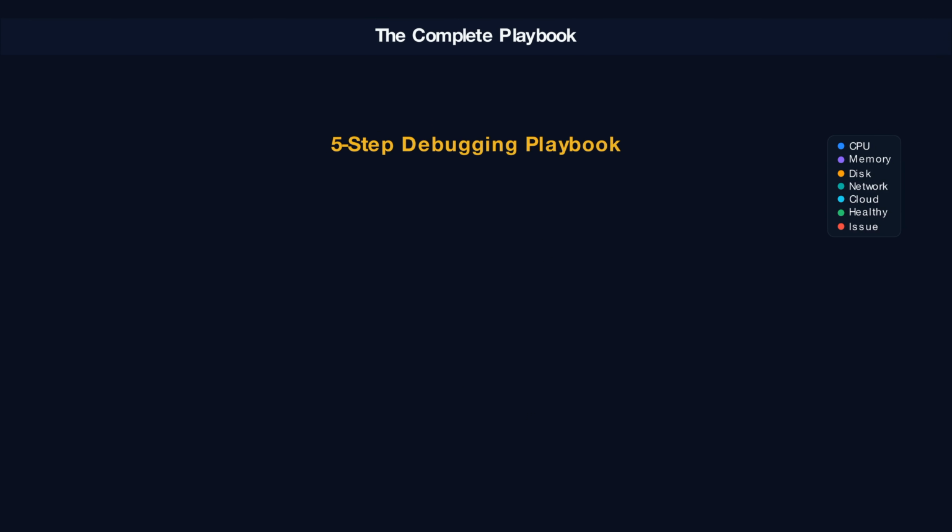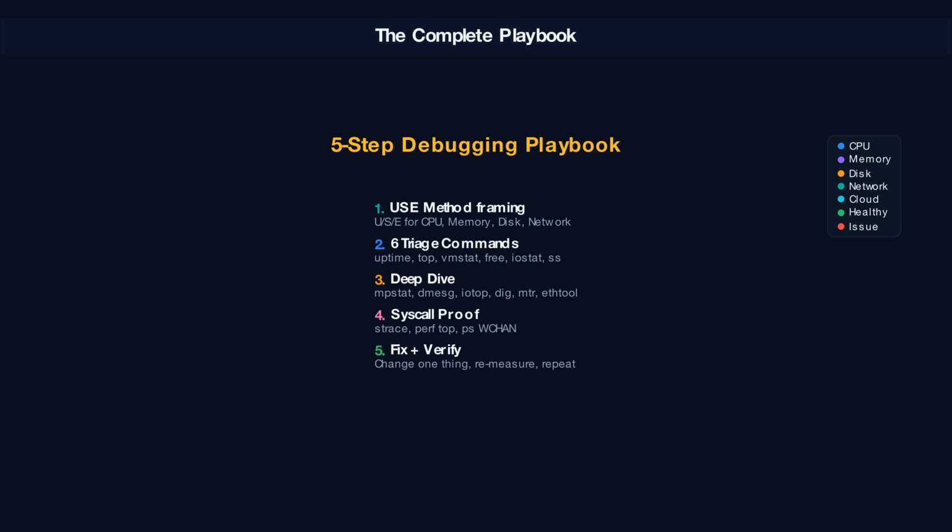Step 1. Use the USE method to frame your investigation. Utilization, saturation, errors for CPU, memory, disk, and network. Step 2. Run the 6 triage commands. Uptime, top, vmstat, free, iostat, sar. These tell you which bucket to investigate in under 90 seconds. Step 3. Deep dive into the bottleneck bucket with targeted commands.